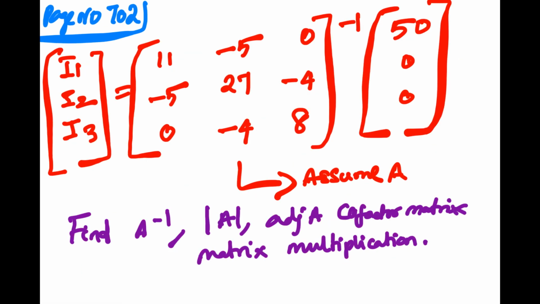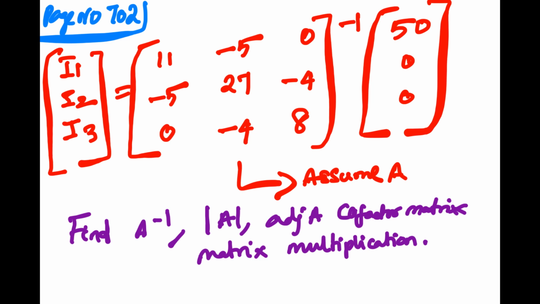Shown in notes I1, I2, I3. 50, 0, 0. Left side put minus and right side put plus sign. There plus 50 volt. We obtain matrix format: 11, minus 5, 0; minus 5, 27, minus 4; 0, minus 4, 8, that is A. And voltage matrix is 50, 0, 0. I1, I2, I3. Take inverse matrix. Assume A.